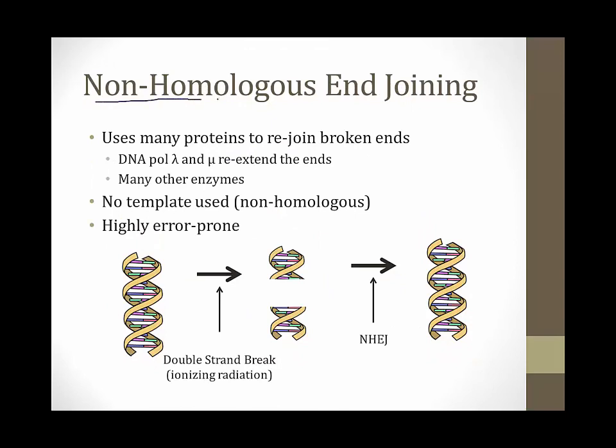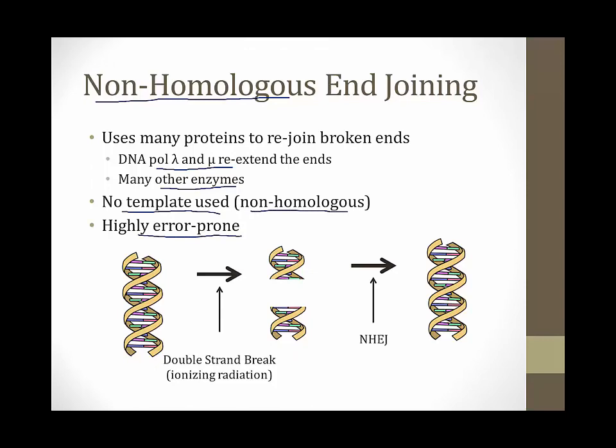Contrast that with non-homologous end joining. This system uses many proteins to rejoin the broken ends of a double-stranded break. DNA pol gamma and mu can re-extend the ends of the broken DNA, and many other enzymes have been described as playing a role in non-homologous end joining. Importantly, no template is used. That's why it's called non-homologous, and for this reason, it's highly error-prone.